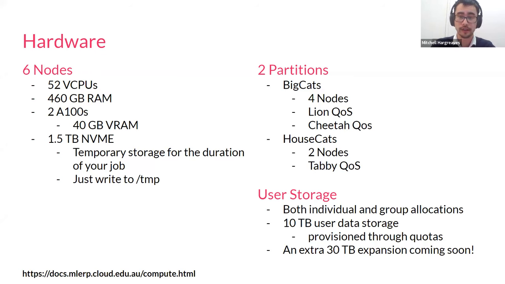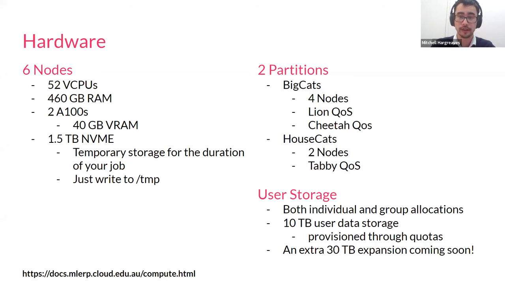These are the limitations that we have on each of the qualities of service. So in the Housecats partition, we have the tabby quality of service. This is 12-hour interactive GPU reservation type jobs. The idea is, because it's intended for active development, you don't really need a GPU while you're sleeping. So that's why it has the 12-hour wall time on it. And that's also why there's only one job at a time.